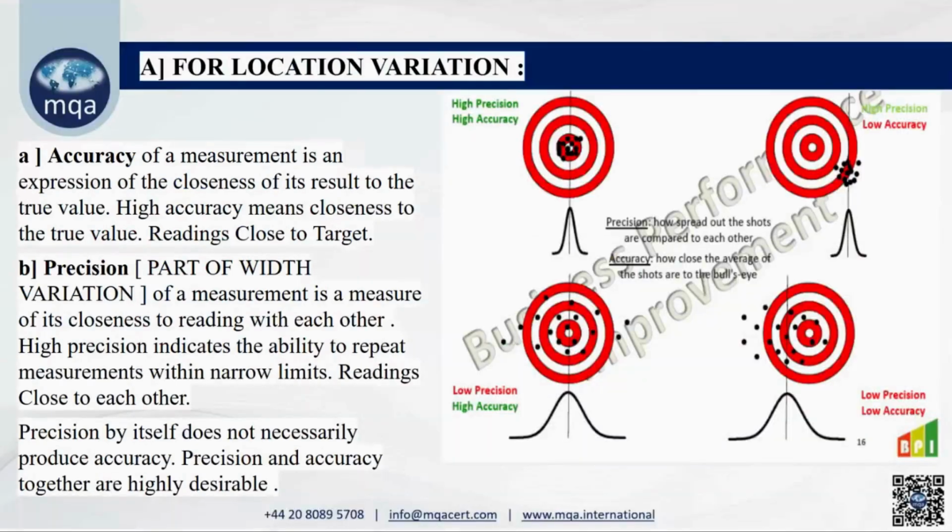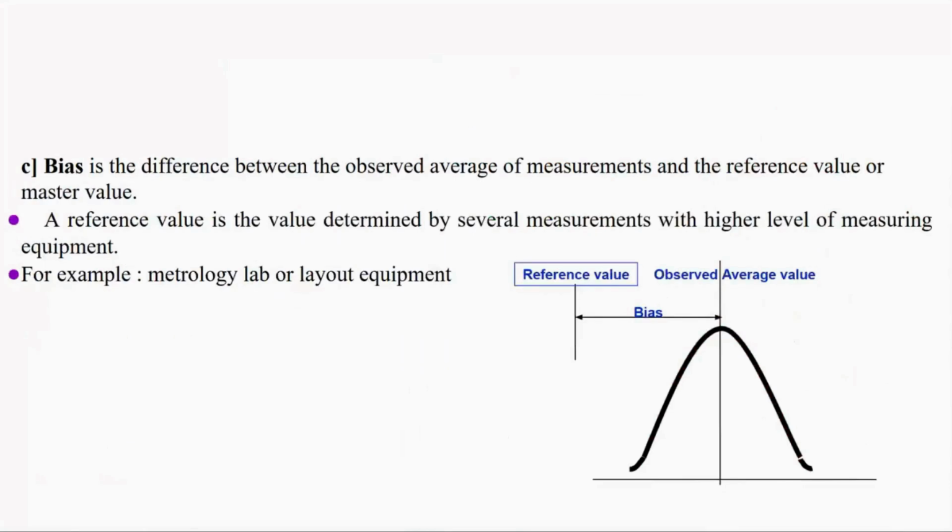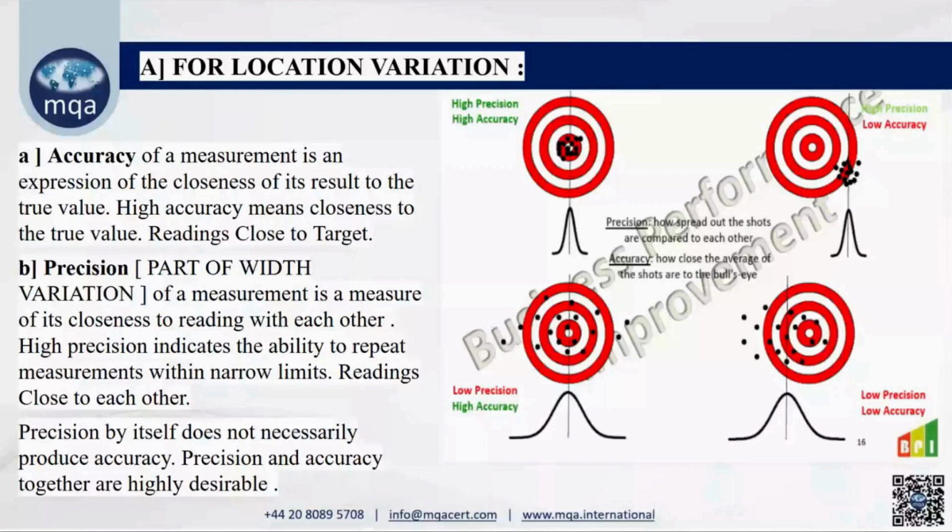Now you understand this. There are different types of errors. One is location error. Location means within that part. So what will be the measurement in location? Accuracy. What is accuracy? This is the center of the part. So how close we are to the center of the part is called accuracy.